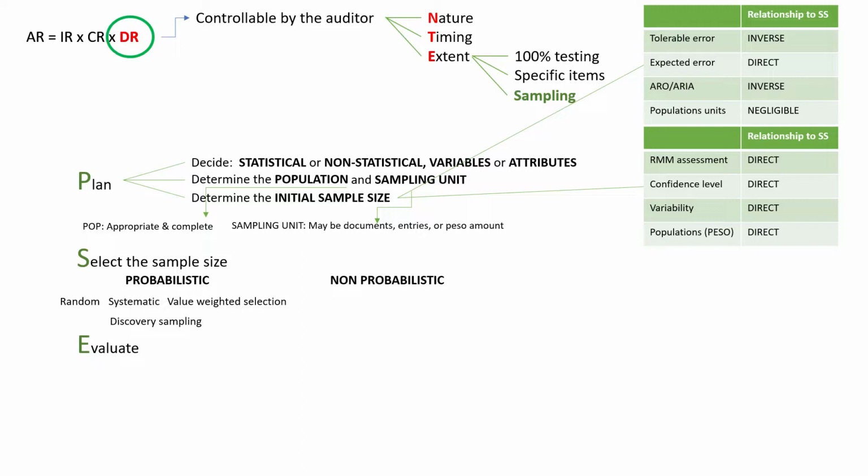Included here as well is stratification. I just forgot to write it down. So stratification is part of that. Now, examples of non-probabilistic sample selection techniques are haphazard selection.